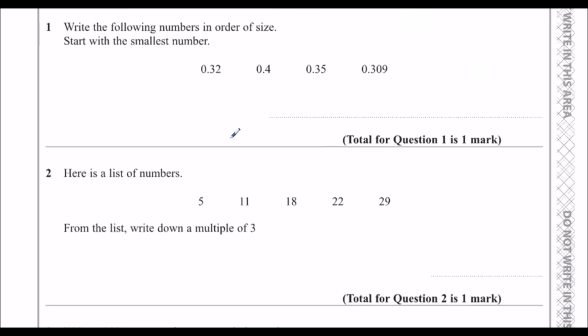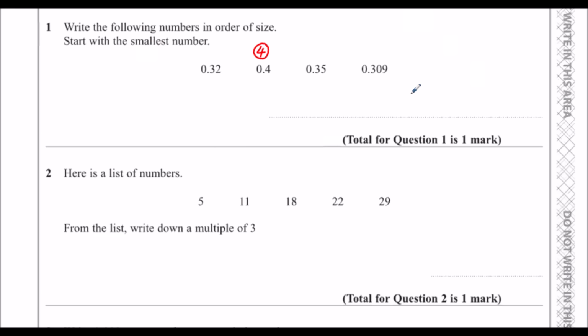So when we're ordering numbers, we start with the biggest digit. Let's start with the ones. They're all 0 in the ones, so we'll move on to the next one from left to right. The next one is the tenths. We've got 3, 4, 3, 3. So we know 0.4 is going to be the biggest number. That's going to be the fourth one.